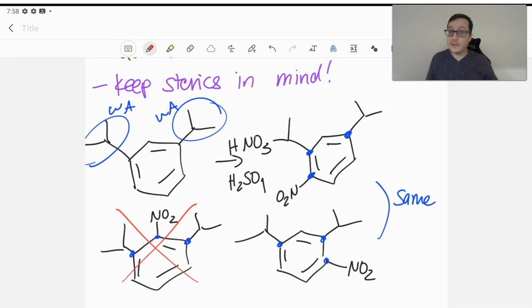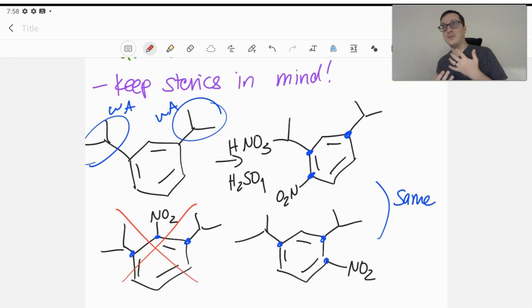But the electronics will always dominate. And what I mean by electronics dominate, by the way, is that we're not going to put this on a meta position. We're never going to put something meta to an ortho-para director unless there's absolutely no other choice. So electronics always dominate. But after that, if we have electronically similar processes, remember both these positions were ortho or para to both substituents, then sterics come into play. Then we worry, okay, probably not going to go in between the isopropyl groups because the sterics will prevent that from happening.